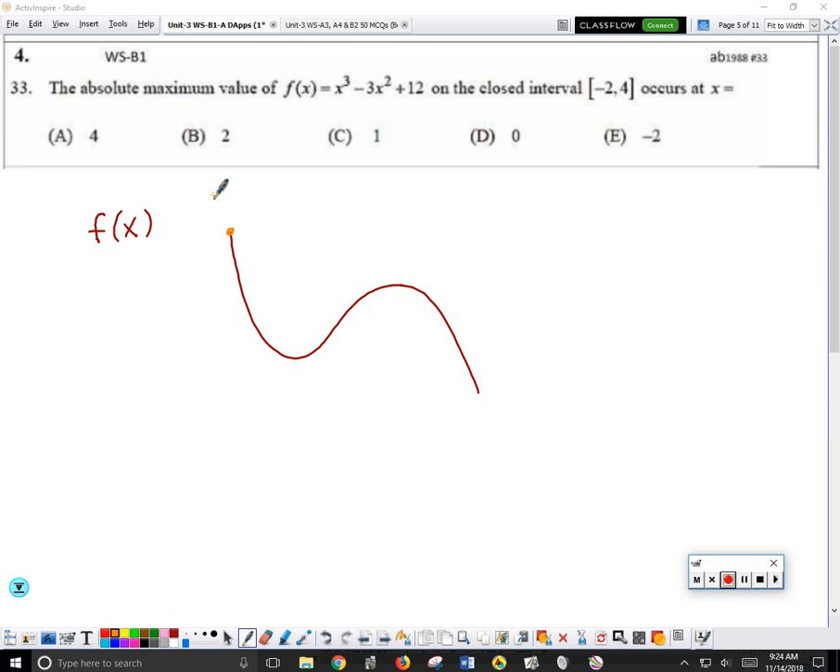would be -2, and the y-coordinate would be f of -2. This point over here would be 4, and the y-coordinate would be f of 4. And based on the scale here, this would probably end up being about 0, comma f of 0. This would be about 2, comma f of 2.